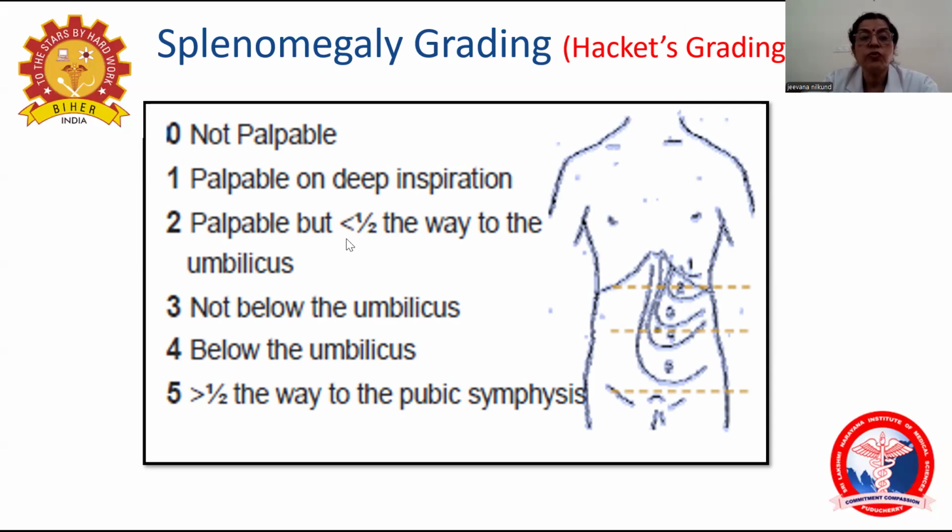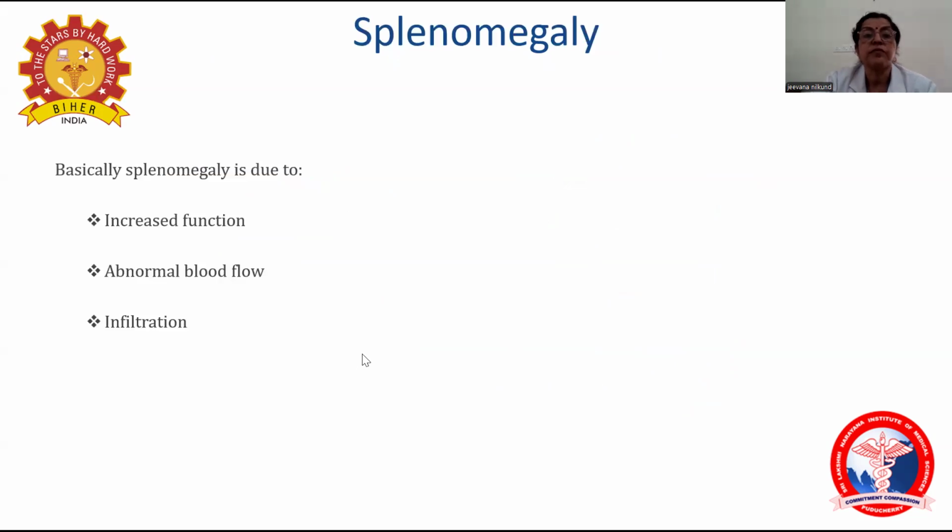It is grade 2 if it is midway between the umbilicus and the costal margin. It is graded 3 at the umbilicus. It is graded 4 if it is just below the umbilicus, and beyond that, up to the pubic symphysis, it is graded 5. So we have 5 grades: from not palpable spleen, palpable on deep inspiration, up to the umbilicus, below the umbilicus, and into the pubic symphysis.